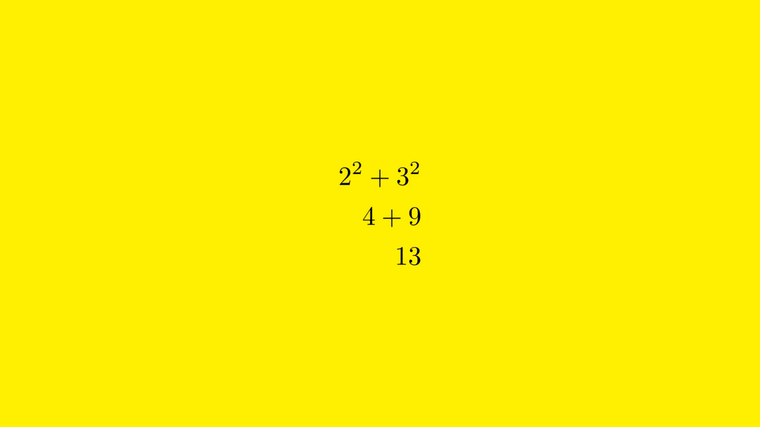Step 2 to solving the problem 2 raised to the power of 2 plus 3 raised to the power of 2, which has now been simplified to 4 plus 9, is to perform the addition. Now let's add the two numbers together. When we add 4 and 9, we get a total of 13.